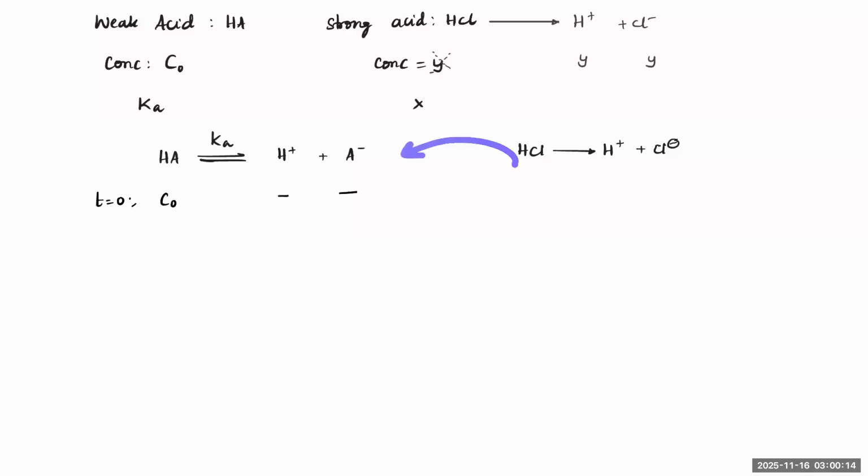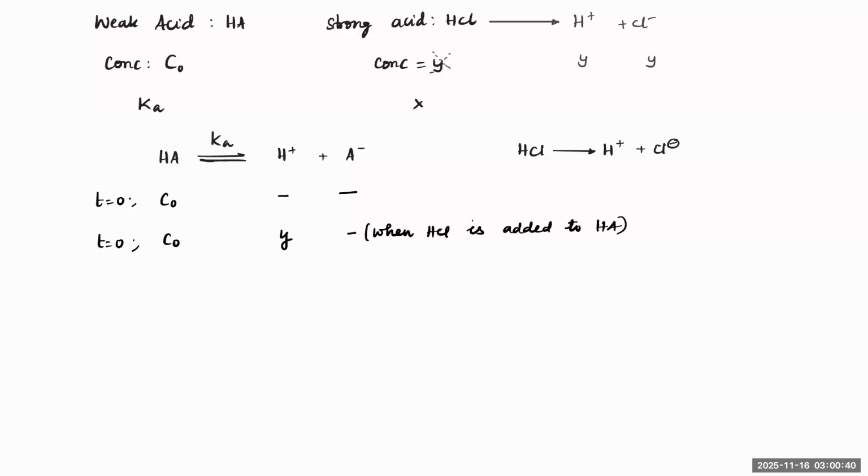Then what would happen? This time I will write it like this: C naught, this will be Y, and this is not there. That is when HCl is added to HA. Then we cannot ignore that there is already an H plus ion present in the solution. Is this point clear, everybody?